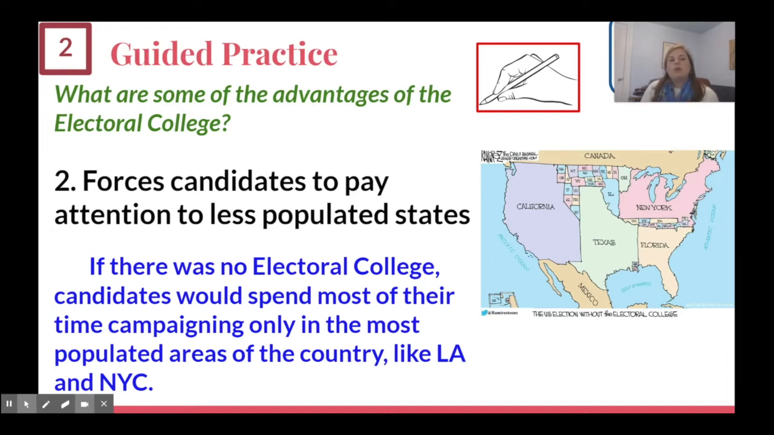You might be thinking, well, that's okay because those big cities are where most of the people are, right? And that's true. But the needs of people in urban areas can be really, really different from the needs of people in rural areas. Geography has a big role in people's lives, and we want our presidential candidates to understand the needs of the American people all over the country, not just in big cities.